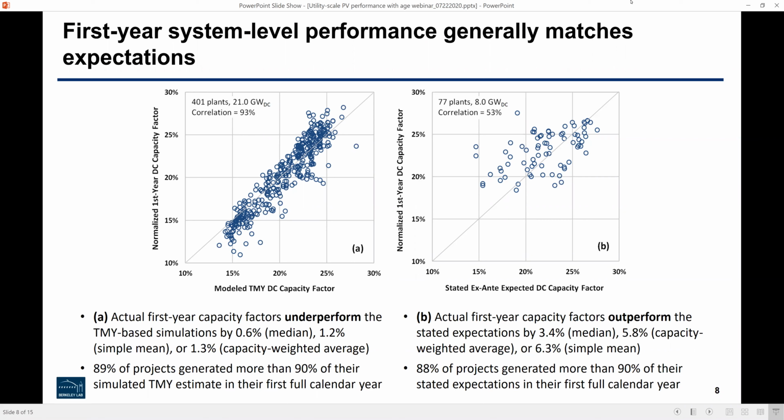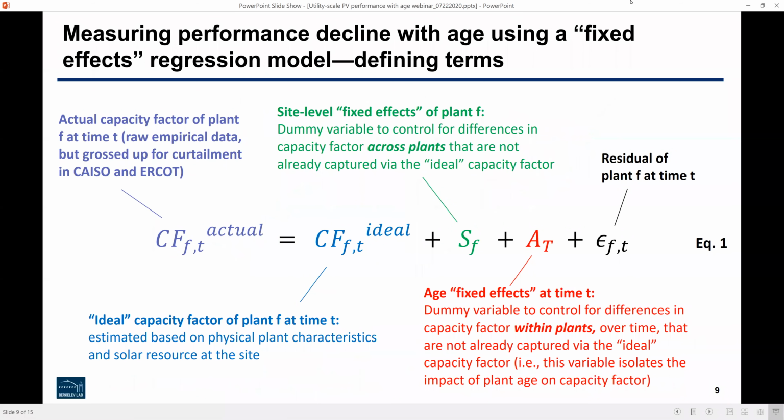So in general, at least based on these two graphs, there doesn't seem to be a systematic reason for concern regarding first-year project performance. But how does performance hold up in later years? To answer that question, we used what's known as a fixed effects regression model, and here I thought I'd briefly define the terms of that equation.